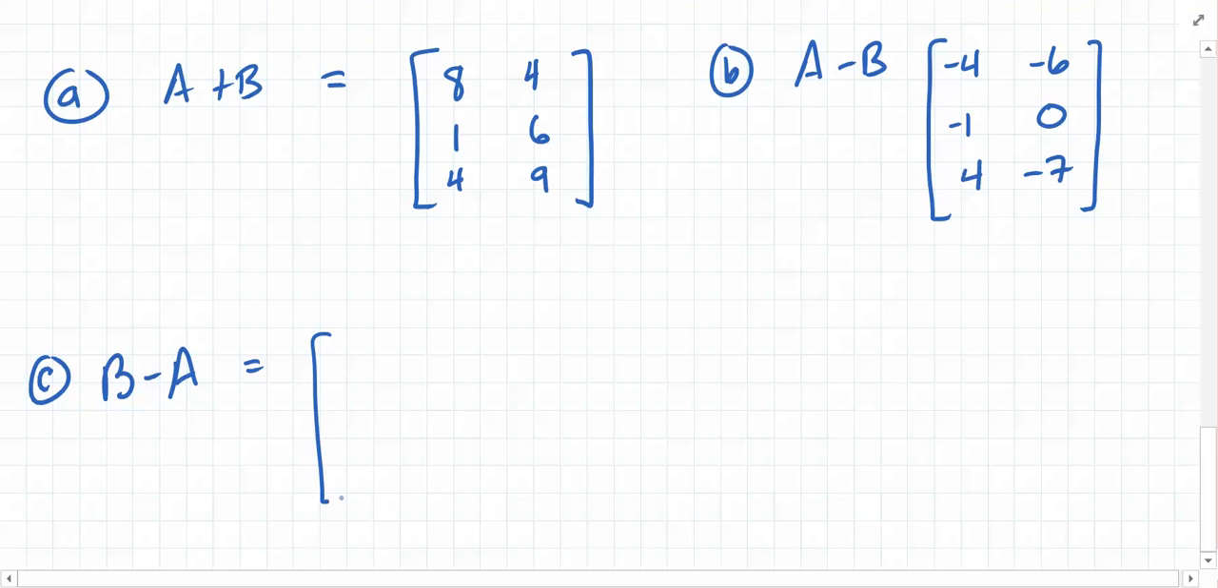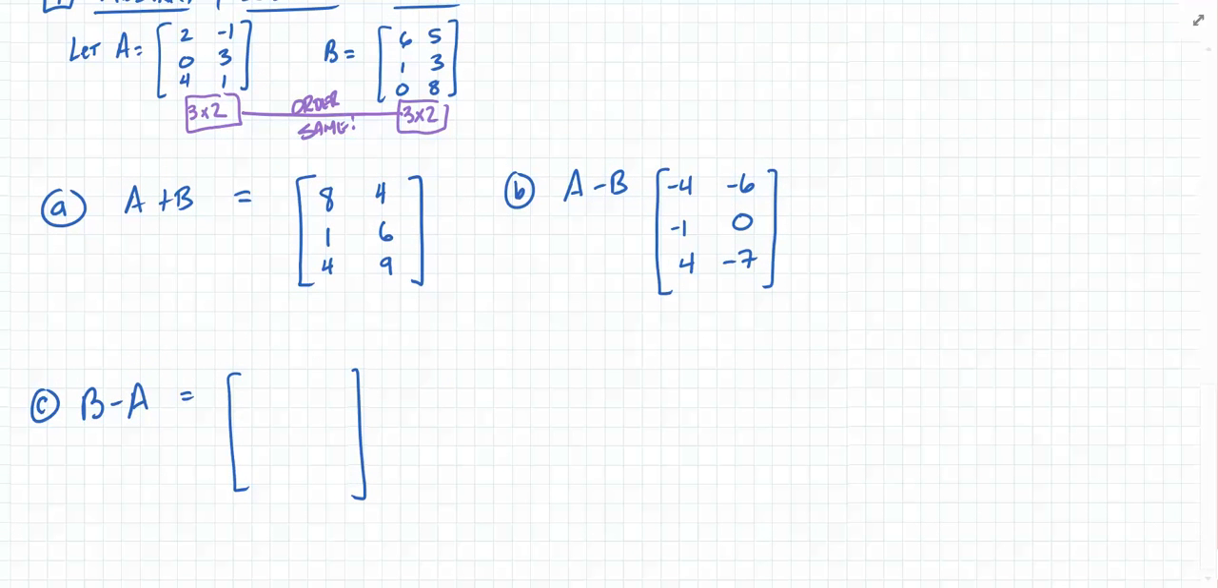No, let's do it real quick. Find out. Okay, let's do B minus A. Let's do 6 minus 2. What would that give me? Yeah, that'll give me 4.